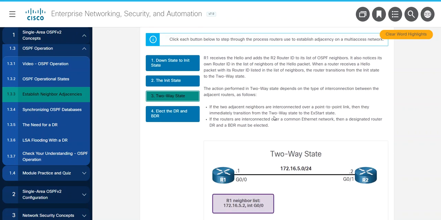When R1 receives that hello packet from R2, it also notices its own router ID in the list of neighbors within that hello packet. So when it receives that, it transitions into that two-way state because it realizes that R2 had received its information and it sees that in the packet that it also receives. So it knows it's gone in both ways.